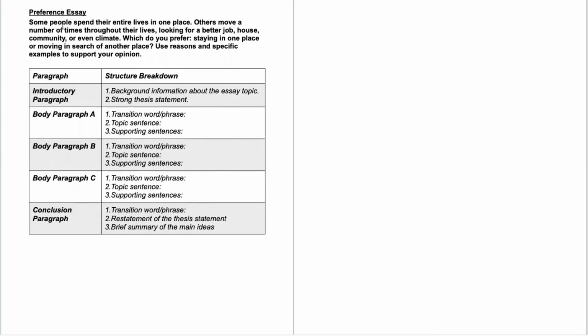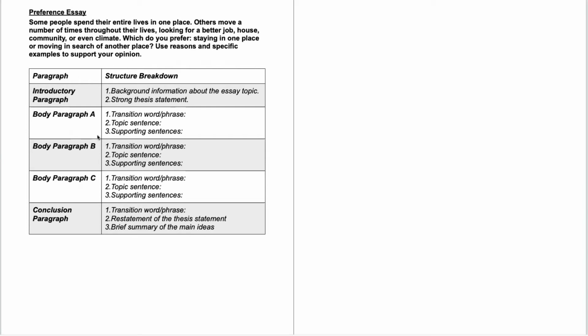Okay, and again, here is our prompt at the top. Just to refresh your memory, I'll read it again, and I want you to start thinking of what would be easier for you to use as a preference and give examples for. So again, it says, some people spend their entire lives in one place. Others move a number of times throughout their lives, looking for a better job, house, community, or even climate. Which do you prefer, staying in one place or moving in search of another place? Use reasons and specific examples to support your opinion.